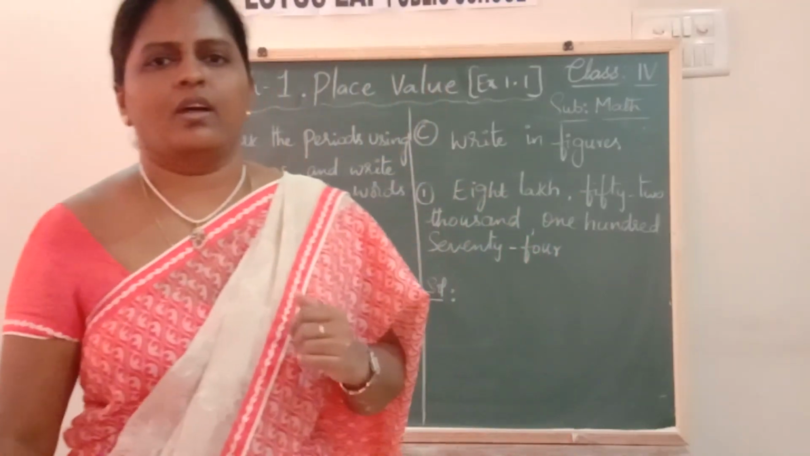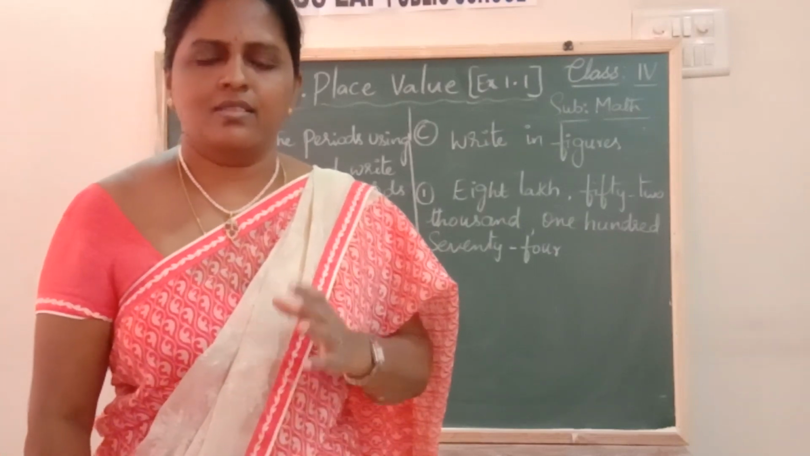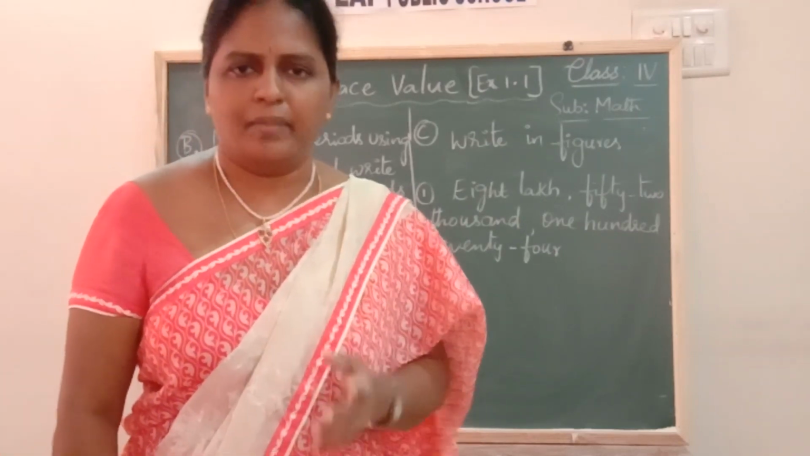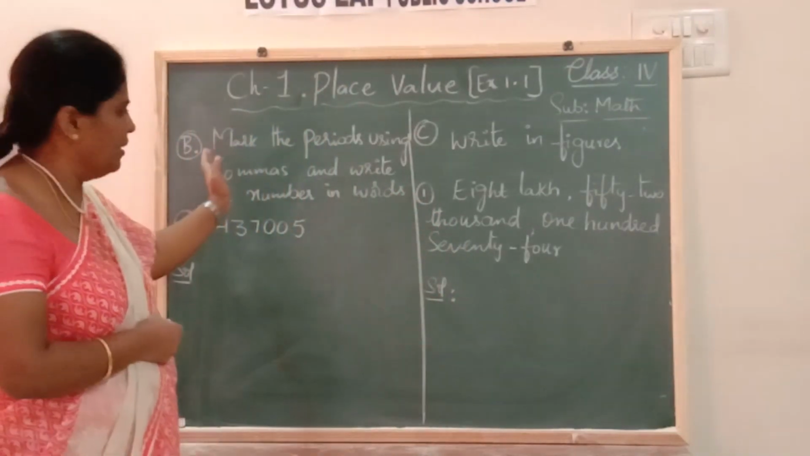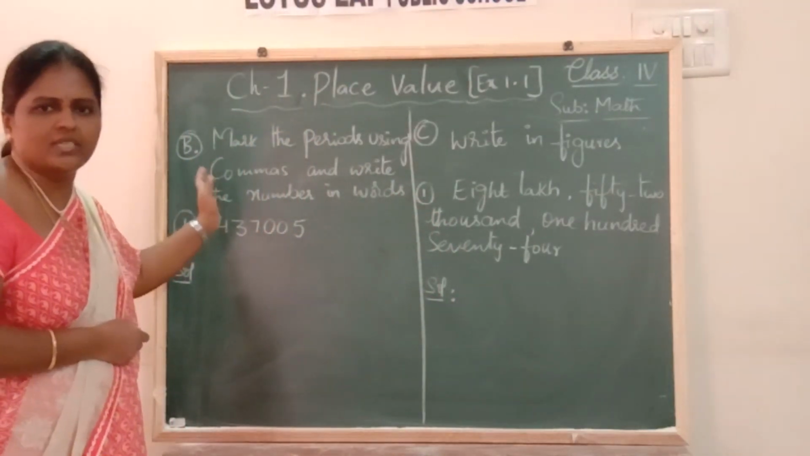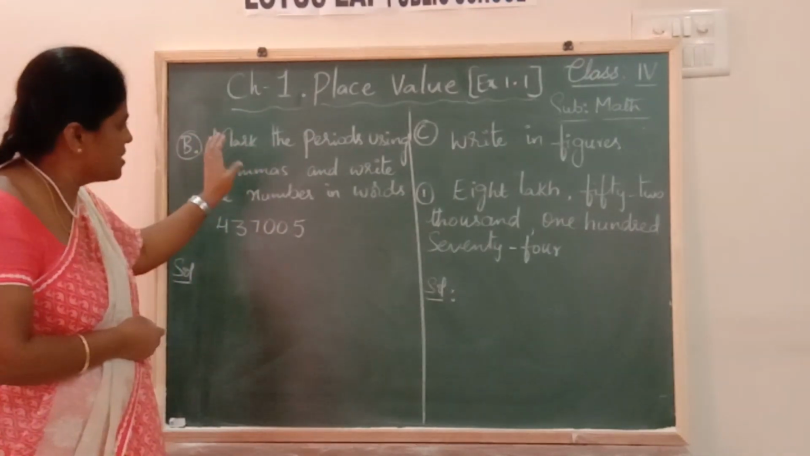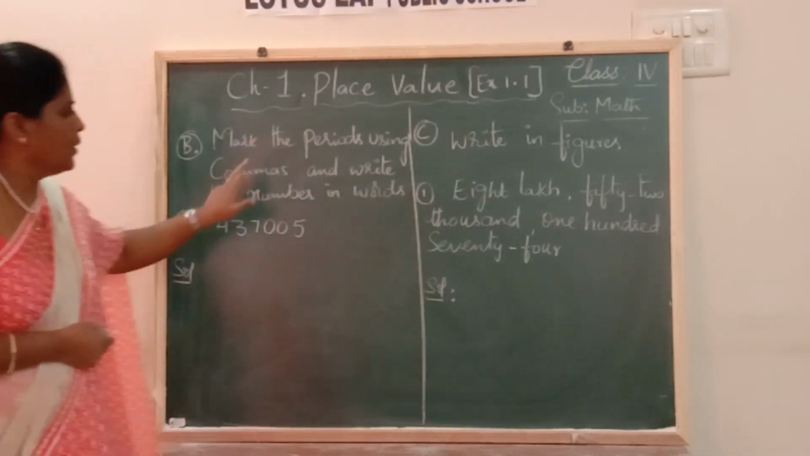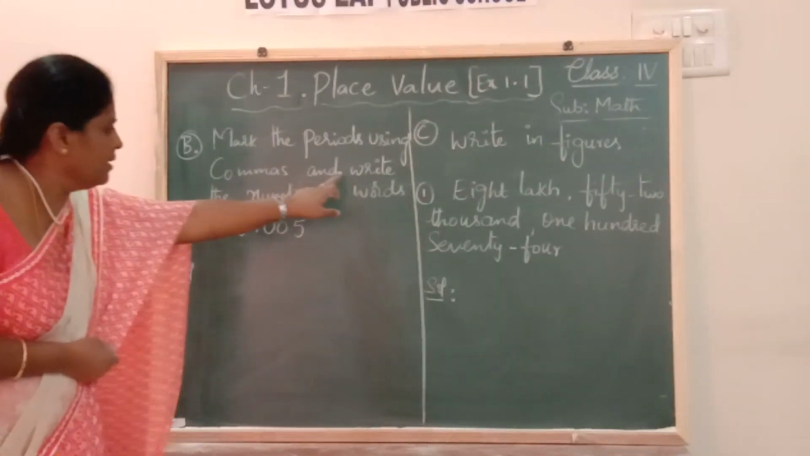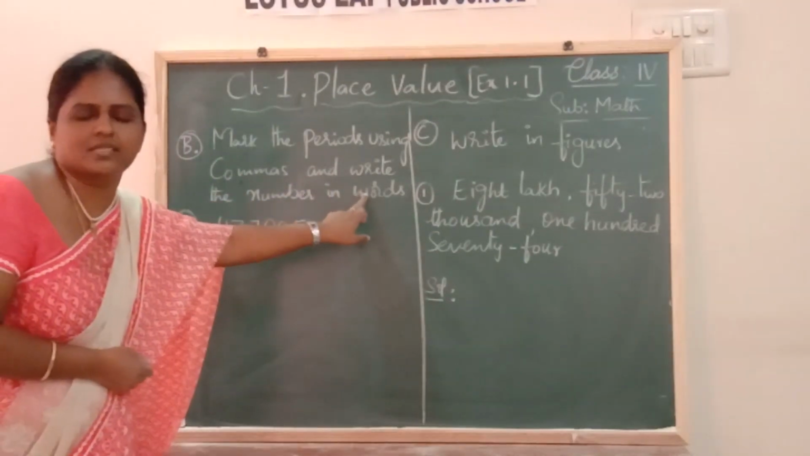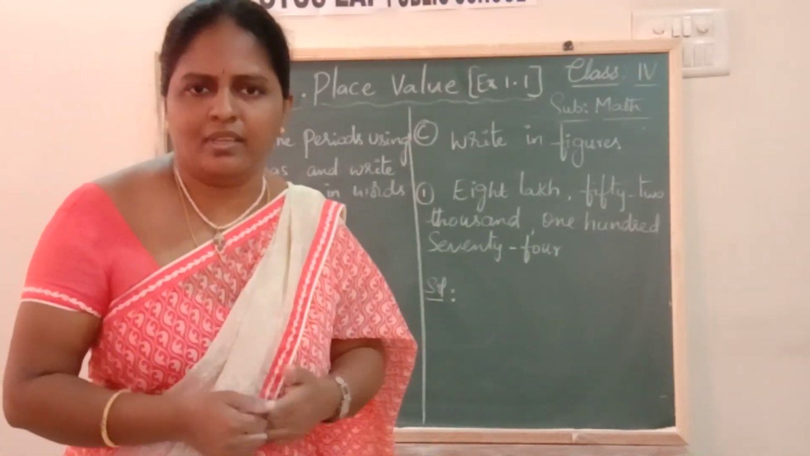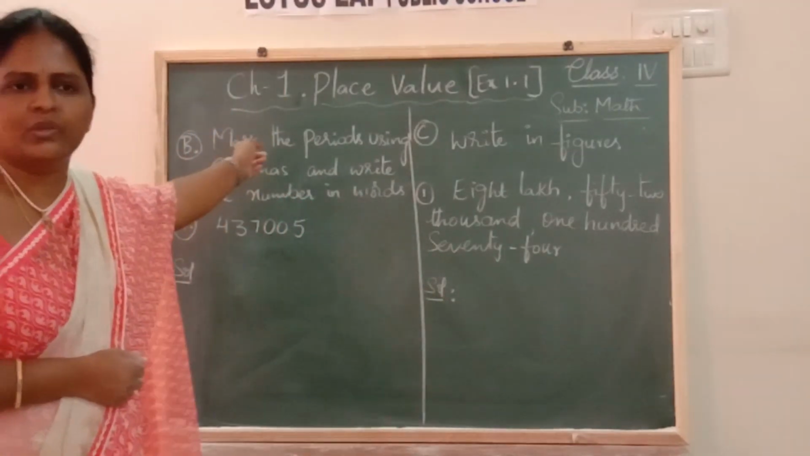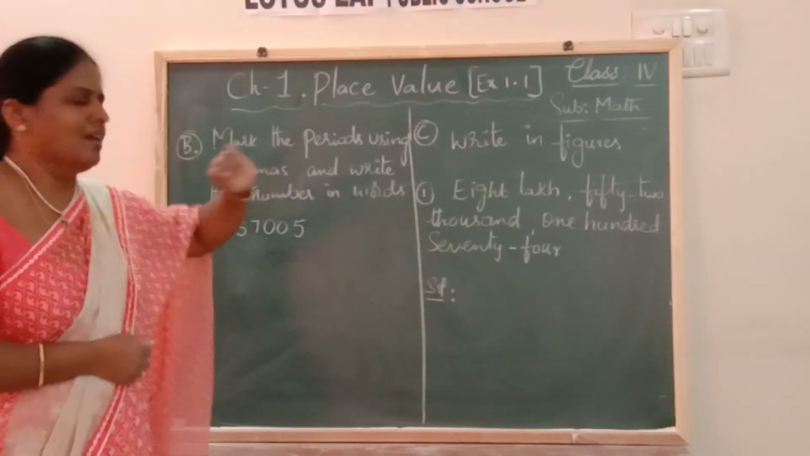Okay children, I hope you understood the first bit. Likewise, you solve the remaining sums in the first bit, children. So let us move on to our second bit here. What is our second bit? See the question here, children. Mark the periods using commas and write the number in words. That is nothing but writing the number name for the given number, children. And we also need to mark the periods using commas here.